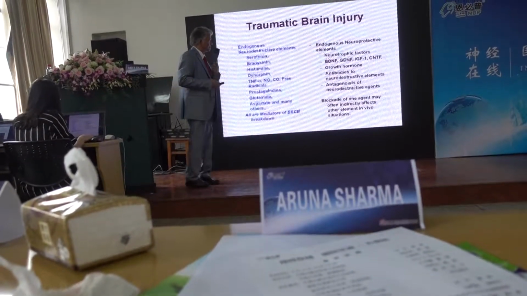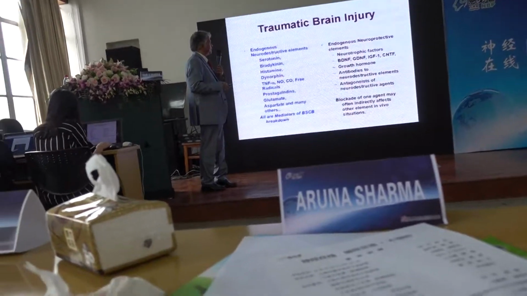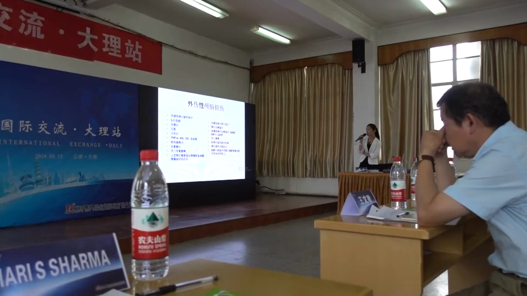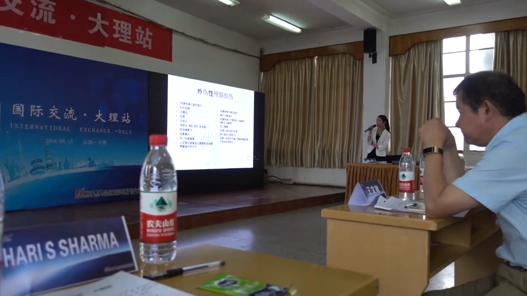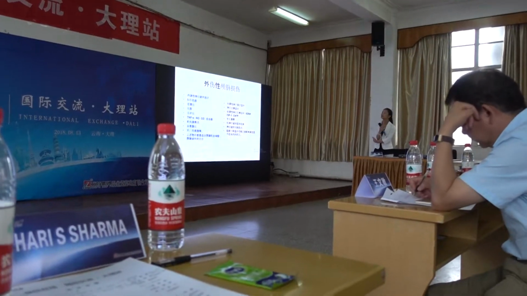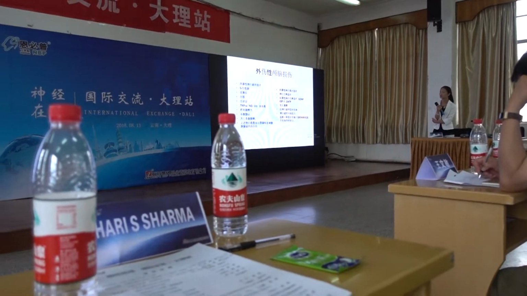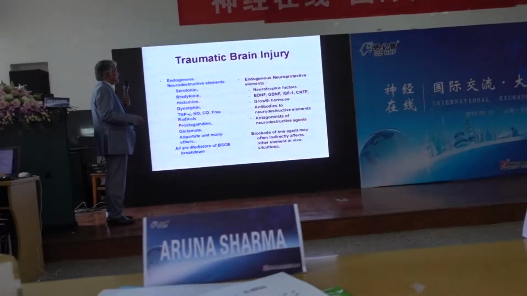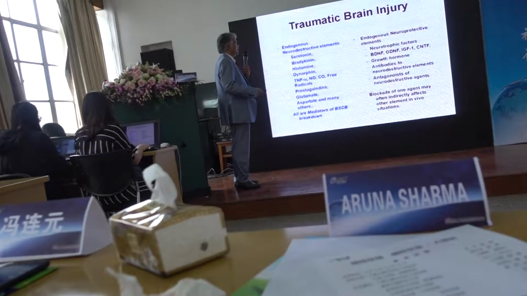在我们大脑外伤性的颅脑损伤中呢，它会释放一些因子。那么有一些因子呢，对于神经系统是起保护作用的，但是同时呢，也有一些神经因子是起到破坏作用的。 Some of the neurodestructive elements endogenously can be shown on this side, and some of the neuroprotective agents are released endogenously are on this side.